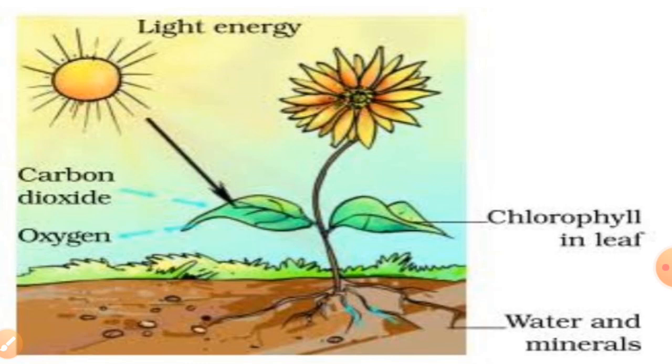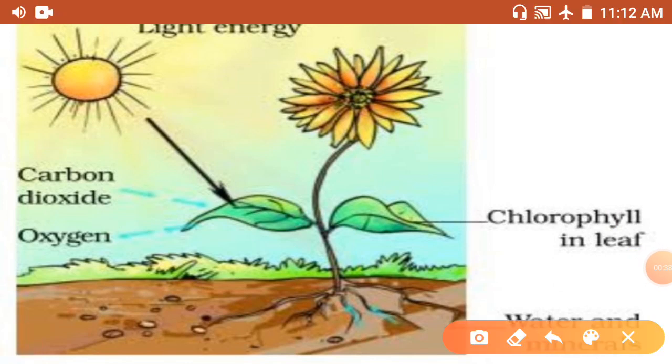The synthesis of food in plants takes place in the leaves. Leaves are called the kitchen of the plant, because food is cooked here. How? With the raw materials. Which raw materials? Soil, water, sunlight, carbon dioxide, chlorophyll.